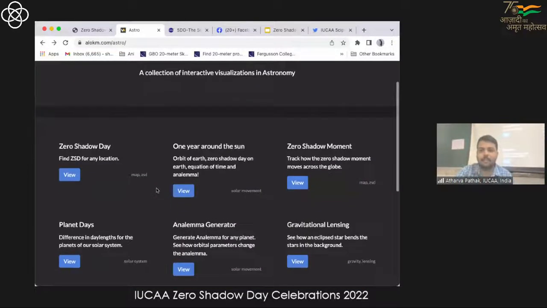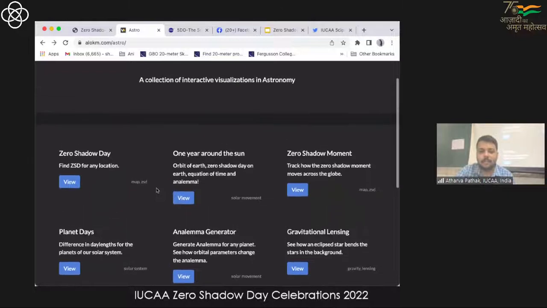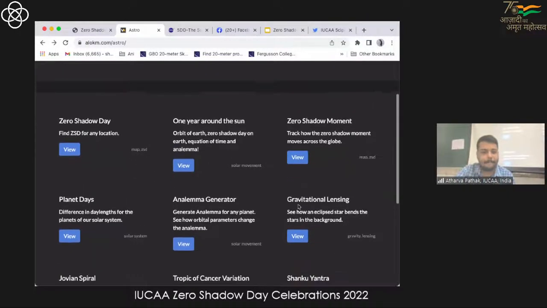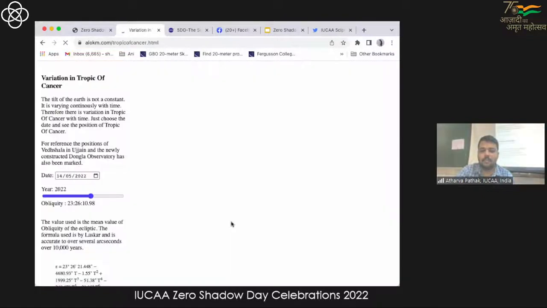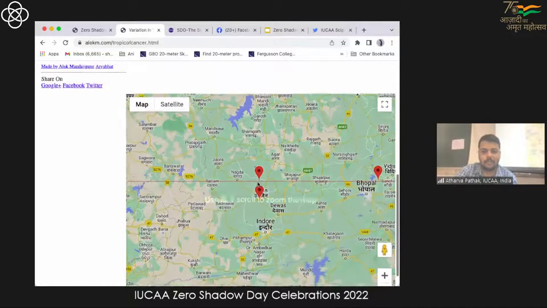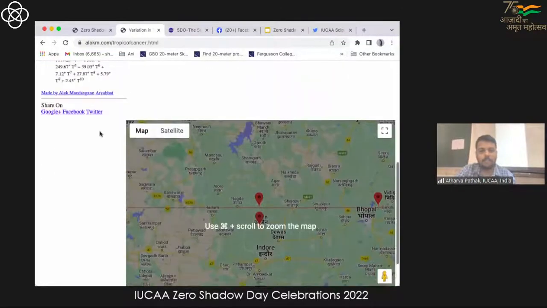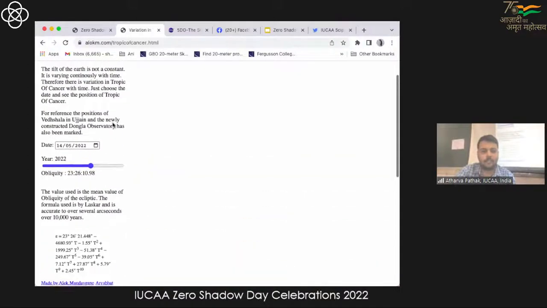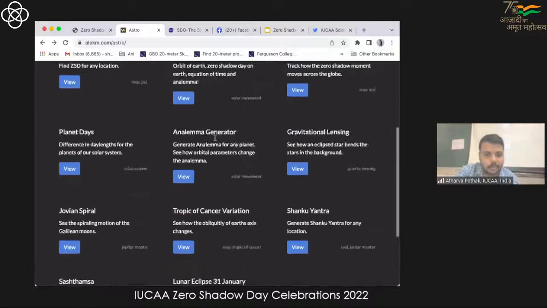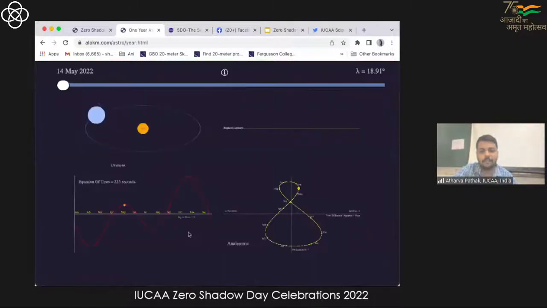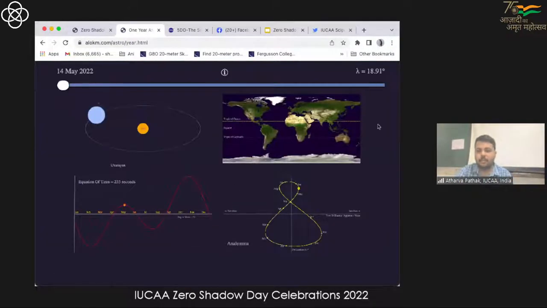So these are some simulations that he has made. So this is how the sun's position changes from Tropic of Cancer to Tropic of Capricorn. So this is another beautiful application.